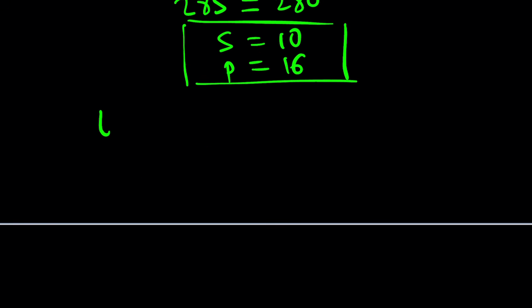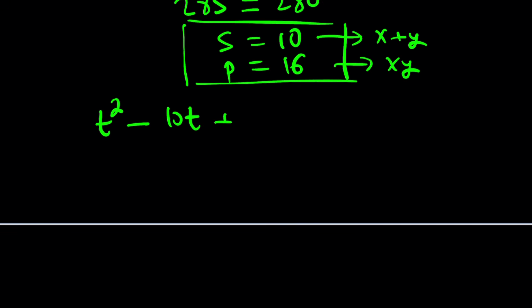Now the system gives us the following, because this is x plus y and this is x times y. So we get the following equation from Vieta's formulas, right? You hopefully know that. This is what our equation is going to look like. And guess what? This is factorable. You're looking for two numbers whose product is 16 and whose sum is negative 10. Those numbers are negative 2 and negative 8.